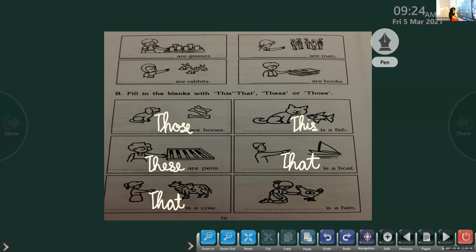Bennett, try the last one. The girl and a hen. This is a hen. Fantastic. There is only one hen and it is near the girl. So this is a hen. Well done. Thank you.